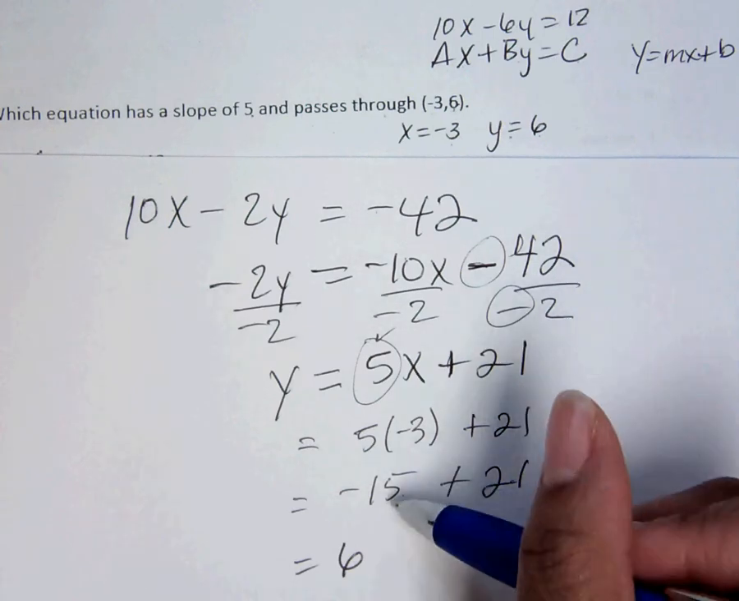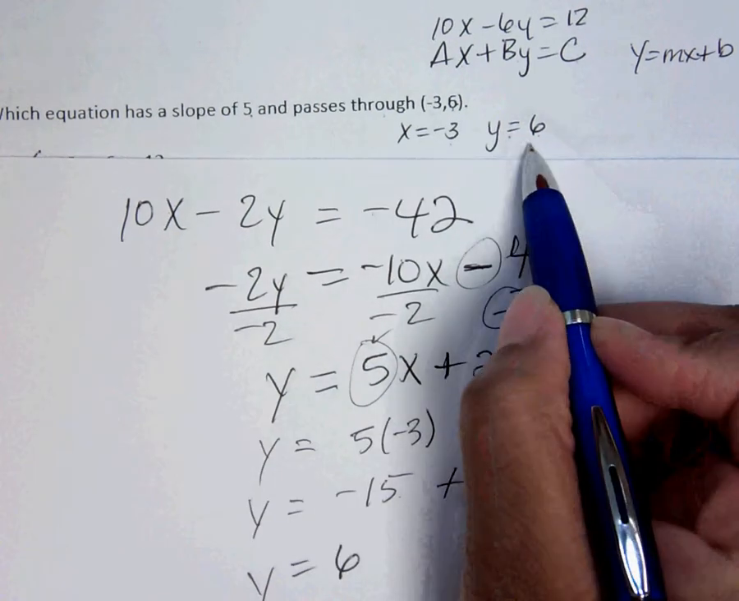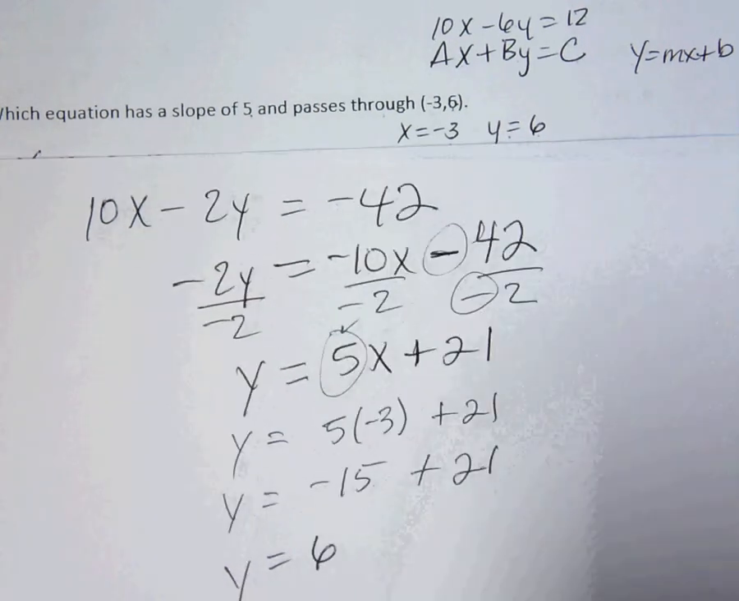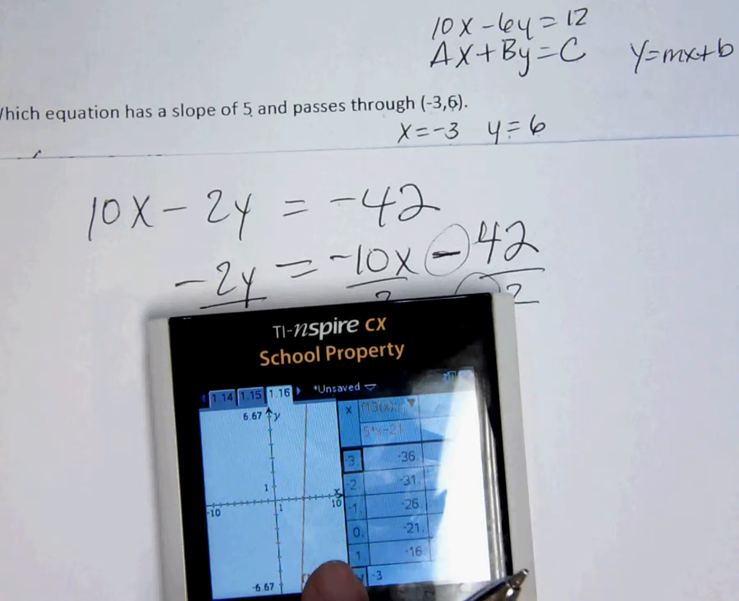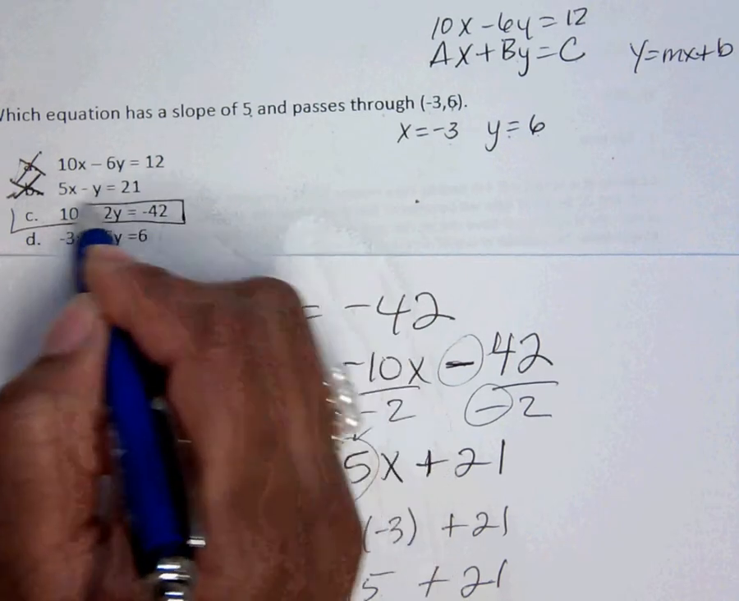Because I would fill up the 15 and then I would be 6 above ground. Well, that's what we need, and you can also check it on the calculator if you wanted to, okay? I'm not going to do that because we did it on the last one. Well, that means that this is the answer.